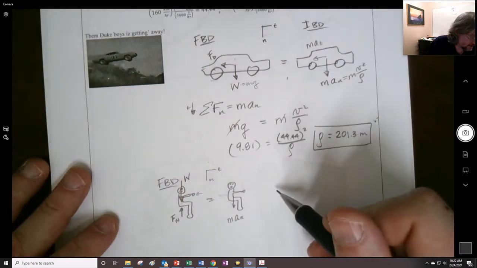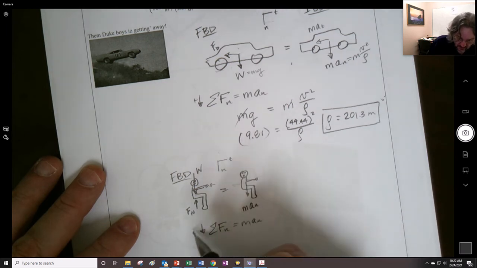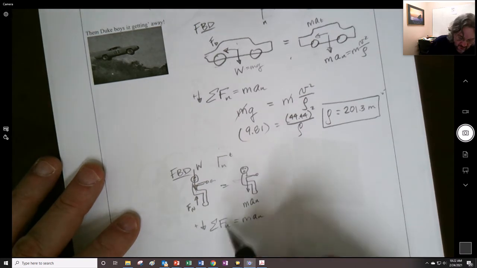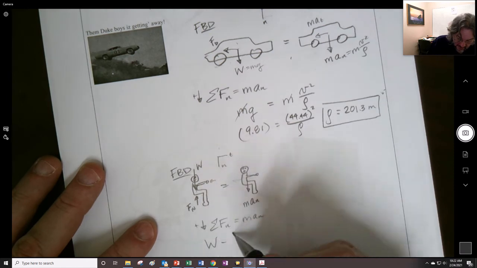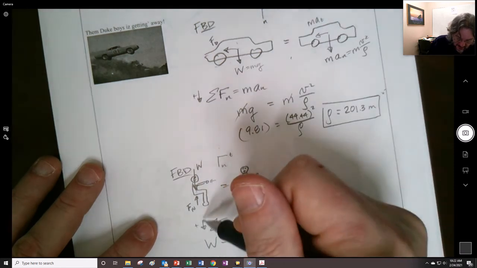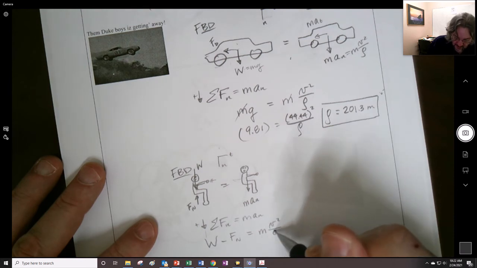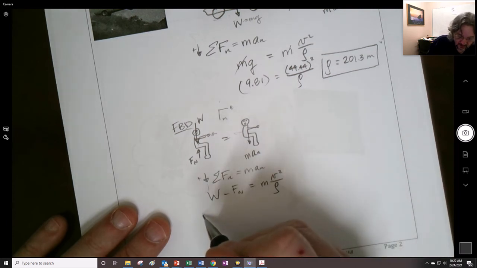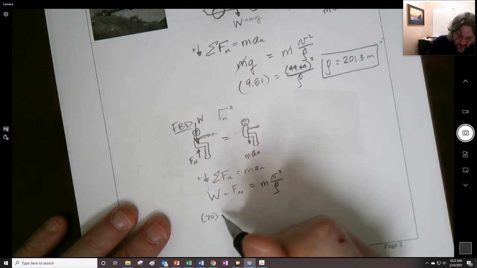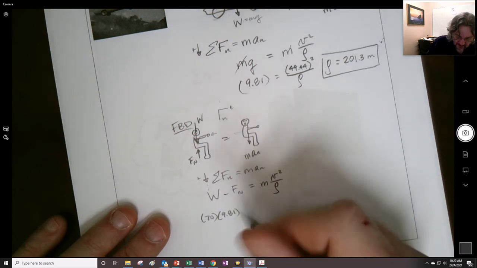So anyway, we take the sum of the forces in the normal direction equals mass times acceleration in the normal direction. Here is what the positive is going to be. It's going to be the weight of the dude minus the force N, and this is negative because we decided that downwards was positive. And it's going to be mass times the velocity of him squared divided by rho. In this case, the dude is 70 kilograms, and his weight is 70 kilograms times 9.81, so there it is in newtons.